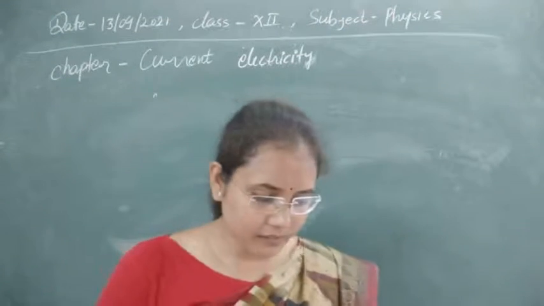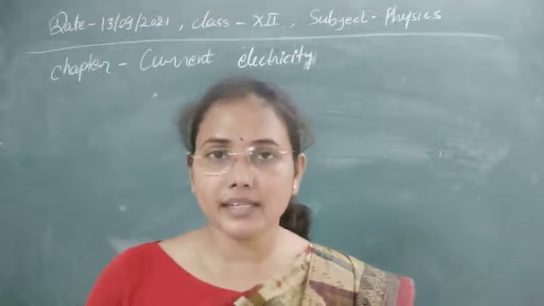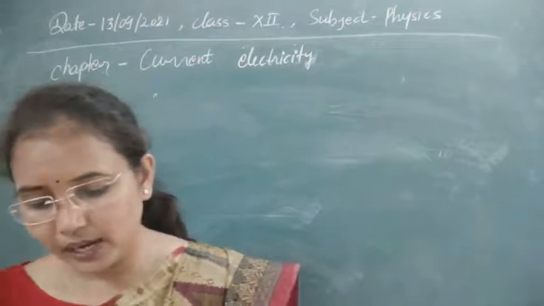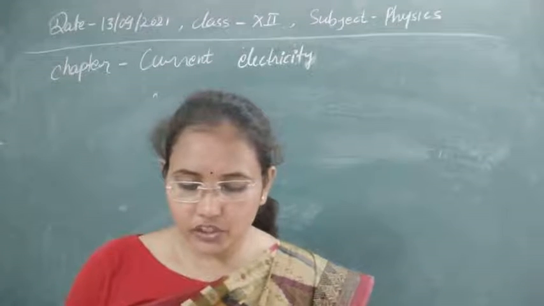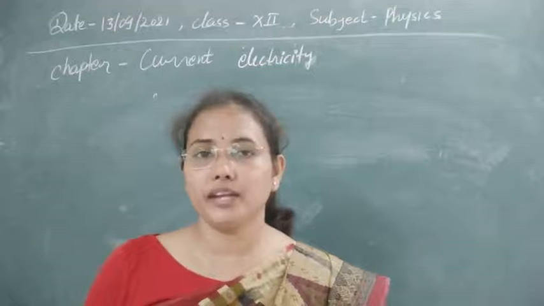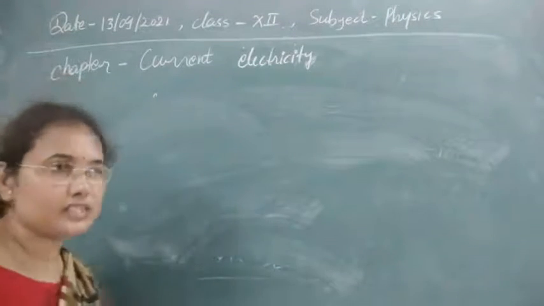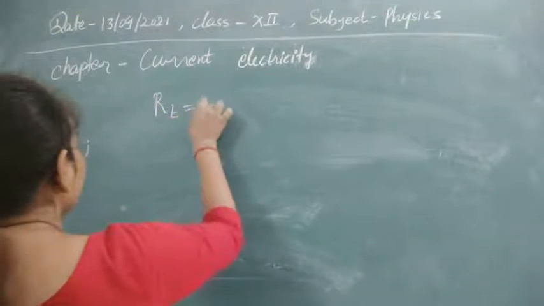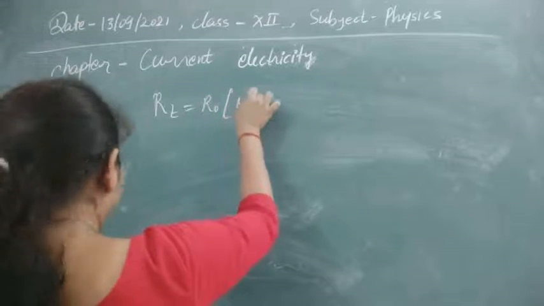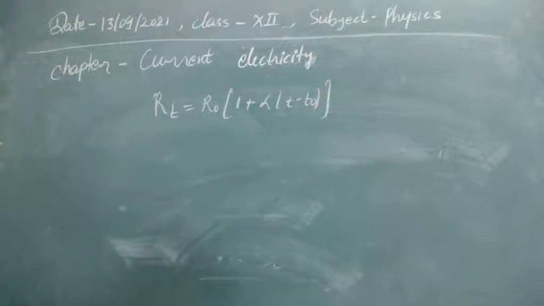Now the next question: the resistance of a wire at 20 degrees Celsius is 20 ohms and at 500 degrees Celsius is 60 ohms. Then at which temperature will its resistance be 25 ohm? As you know, the resistance of the wire is related with the temperature by the formula RT is equal to R0 (1 plus alpha (T minus T0)). This formula you have studied already, so we can use it.